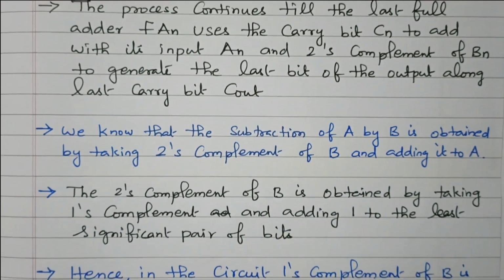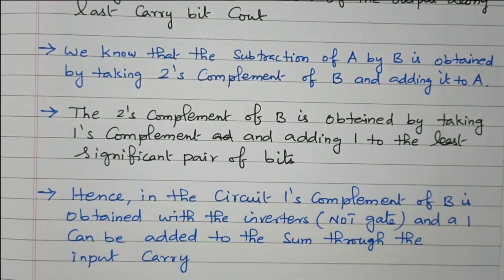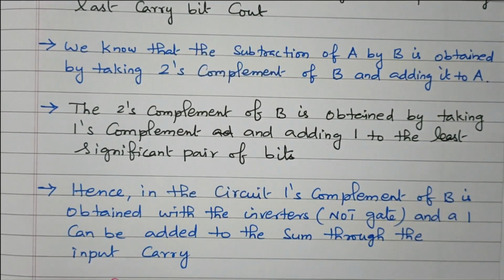The 1's complement is obtained by the NOT gate. By using the carry equal to 1, the 1 is added, so it is converted into the 2's complement. Hence, in the circuit, the 1's complement of B is obtained by the inverter, the NOT gate, and a 1 is added through the input carry. So in this video, we discussed the parallel subtractor, adding the n bits of numbers in parallel using the full adder. A separate video is available for the full subtractor. With the full adder, the first number is added with the 2's complement of the second number, so that is equivalent to subtraction.